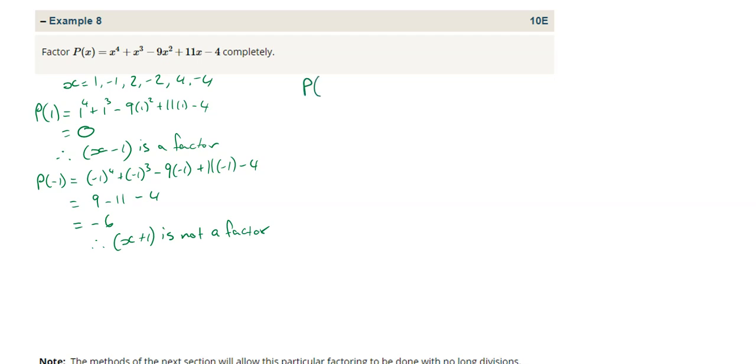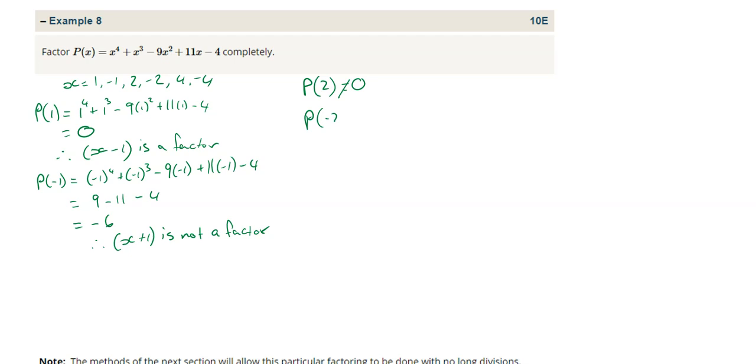So p of 2 equals, and here's the thing, you don't need to write all these out. Once you get the thing in your calculator, you can just say, oh yeah, p of 1 is 0, p of -1 is -6, so on and so forth. So I'm not going to try and do that. So 2 to the power, you already know? Okay. So it is not equal to 0.